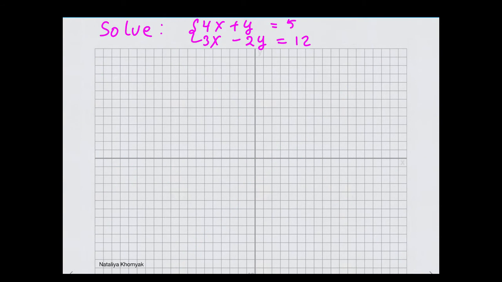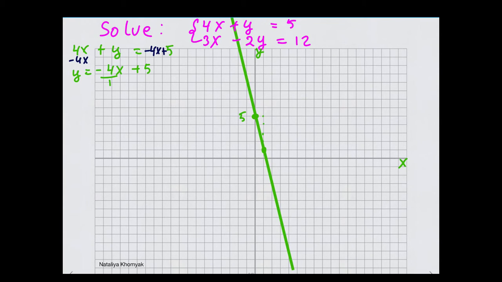Let's do one more. Solve 4x plus y equals 5 and 3x minus 2y equals 12. I'm going to graph the first line, 4x plus y equals 5, using slope-intercept form. So I need to solve for y. So y is equal to negative 4x plus 5. The slope is negative 4 over 1. The starting point is y equals 5. This is my y-intercept. I'm going to go 1 unit to the right, and since the slope is negative, we're going to go 4 units down. So 1, 2, 3, 4. Here's our second point. So that's our first line.